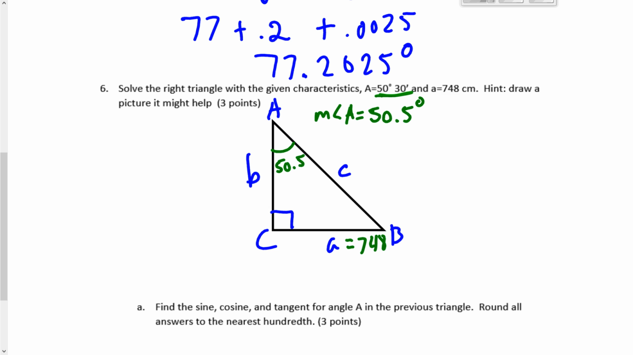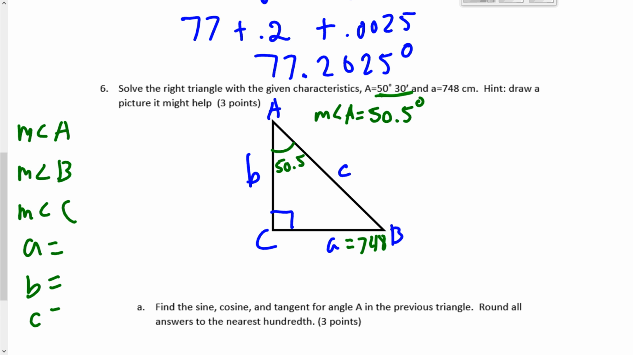Okay, so we need to find angle B, and side b, and side c. Okay, so we want to find all six, right? We want to find measure of angle A, measure of angle B, measure of angle C. Some of these we already know. And then we want to find side a, side b, and side c. So A we already know is 50.5. Angle B we don't know yet, but we can find that pretty quick. C is 90 degrees, and a is 748.